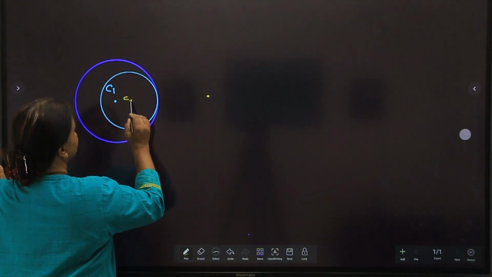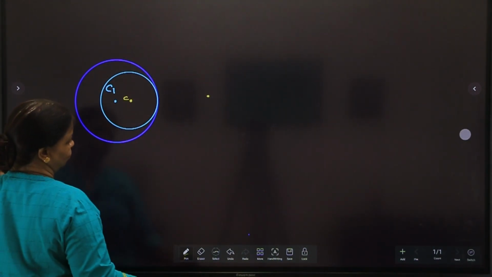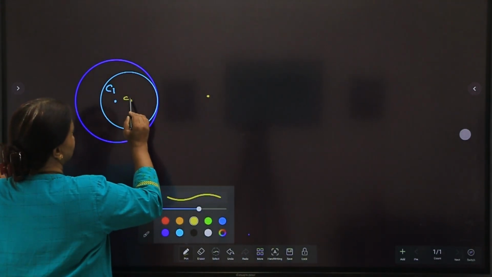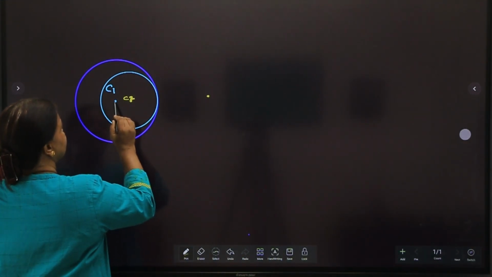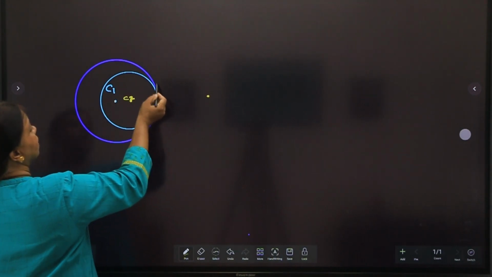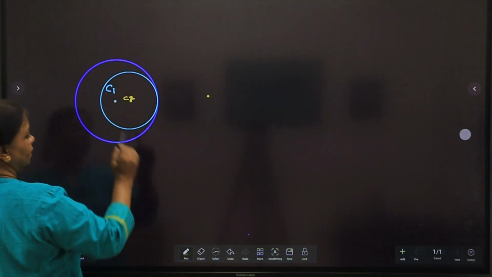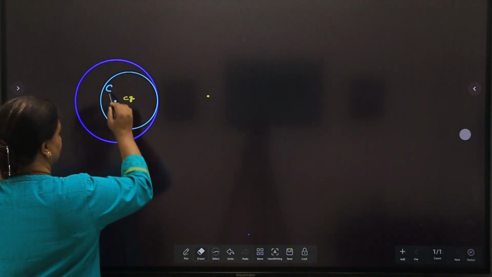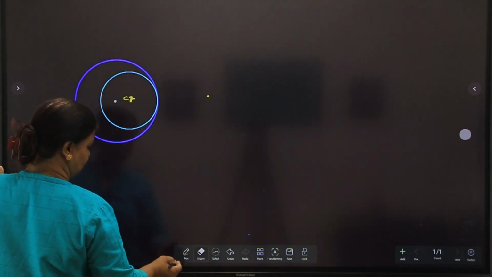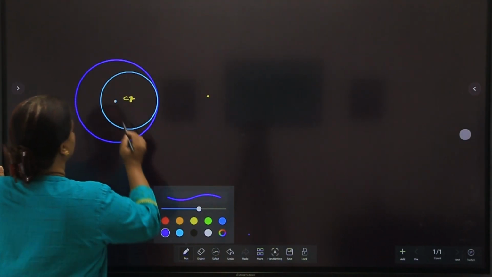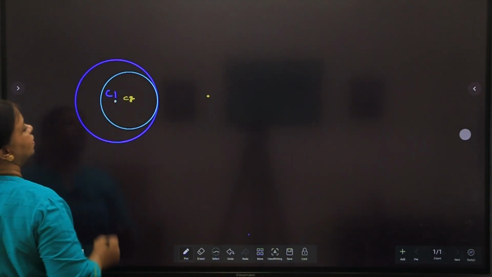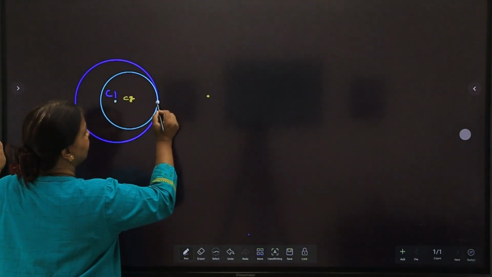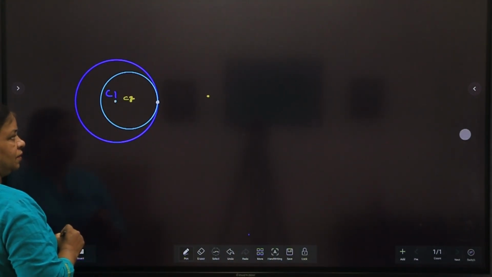The center of this circle, with blue, is C2 and the center of the large circle is C1. Now both the circles are touching each other at one point, a common point.